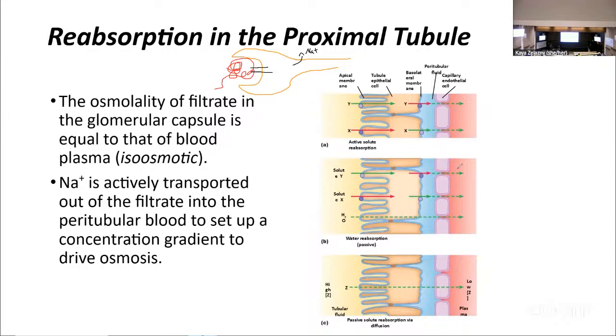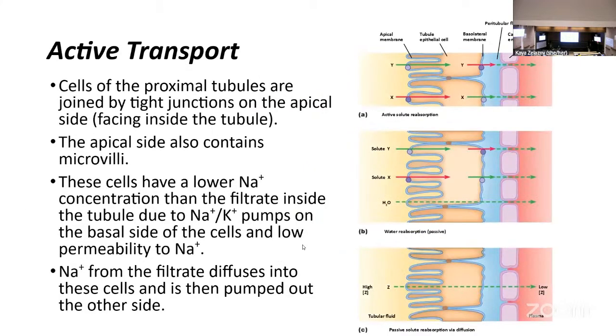So that's what we see kind of happening in these images, is looking at that solute reabsorption. So basically, we're just setting up a concentration gradient of sodium. Part of what that does is pull water. Part of what that does is create a sodium gradient that we can use for secondary active transport of things like glucose. Okay.